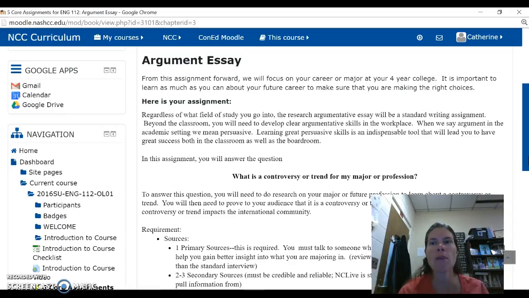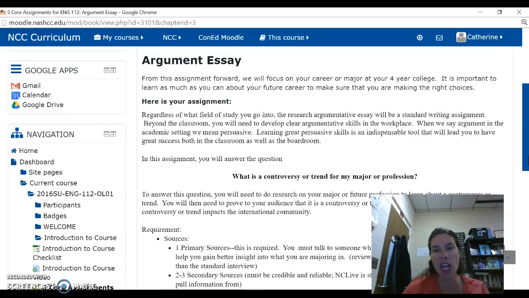So if you are going into the medical profession, it could be about HIPAA laws or Obamacare or a new procedure that may cure some disease that you're interested in discovering. If you are going into IT, what are the controversies and trends with privacy and making sure that my information doesn't get hacked, thinking back to the Target credit card situation at Christmas time.